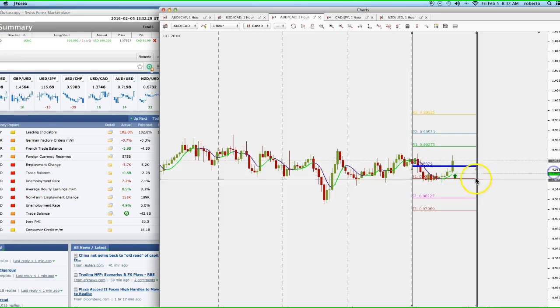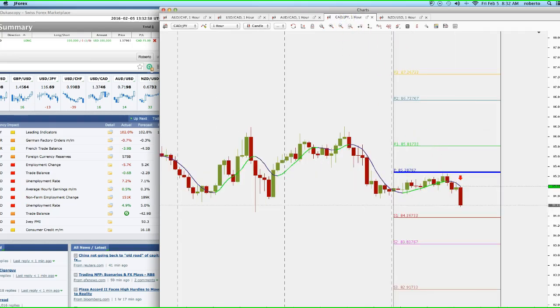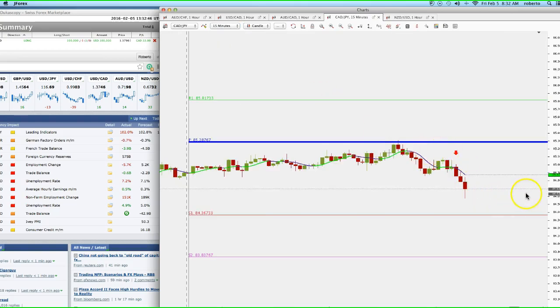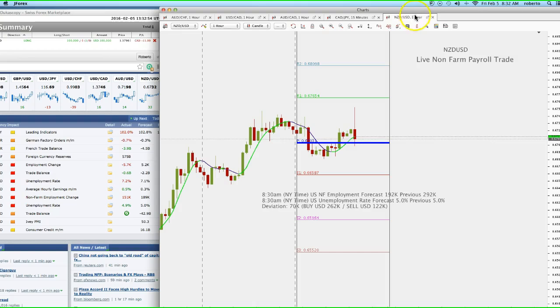I'm going to wait for a retracement on Aussie CAD since it already took off, so I'm just going to wait for the market to come back down. And on CAD yen, the same thing. Let's switch over to the 15-minute chart and just wait for that retracement. We're going to be selling Canadian yen. And I'm not even going to trade New Zealand dollar.